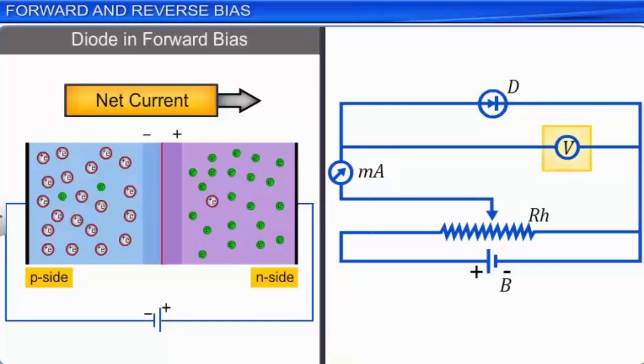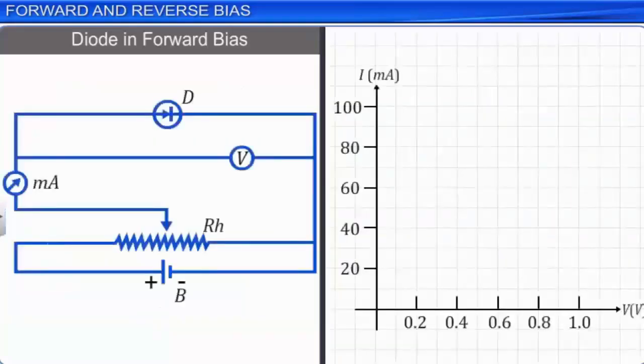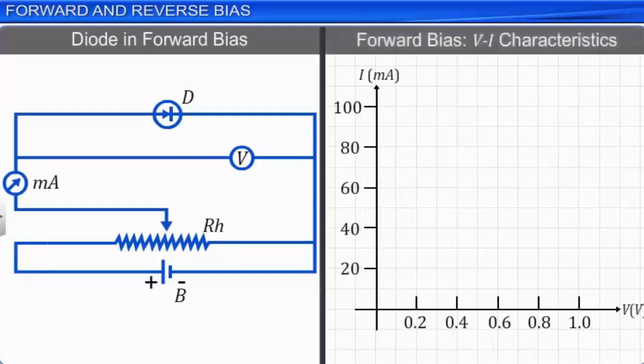The graph showing the variation of current versus potential difference for a forward-biased diode is called its VI characteristics. The origin is the position of equilibrium when no external voltage is applied across a diode and no net current flows through it.